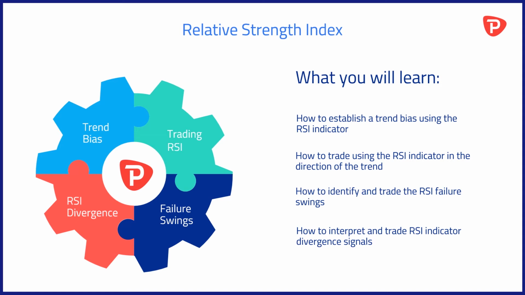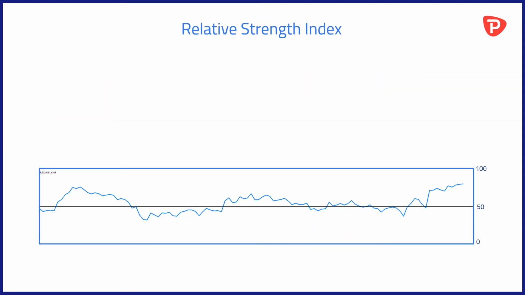RSI is most commonly traded using overbought and oversold zones, but we will look at how you can interpret and use this powerful indicator in different market conditions. Let's first take a look at how RSI is calculated, which will help you understand how and why this indicator works best in different market conditions.